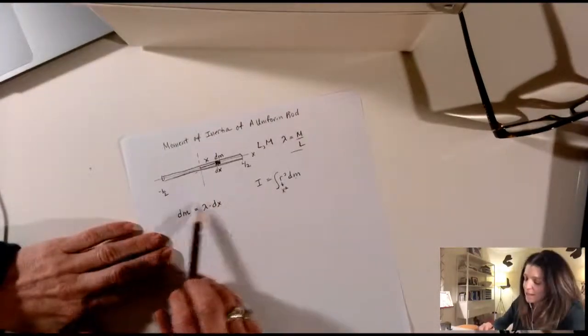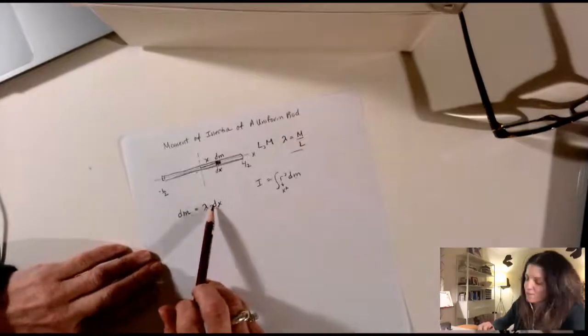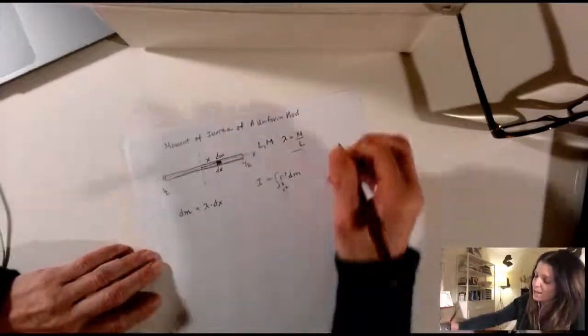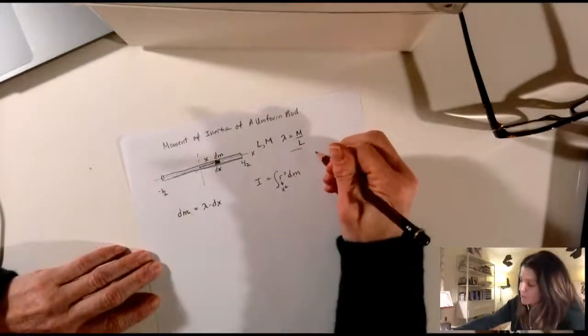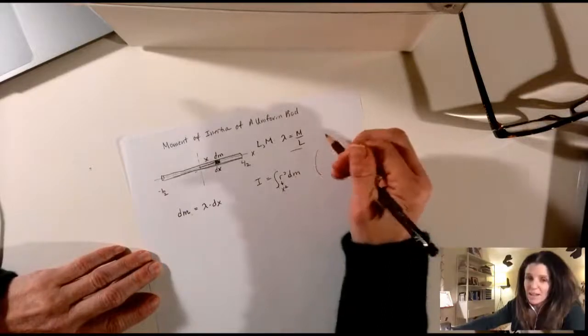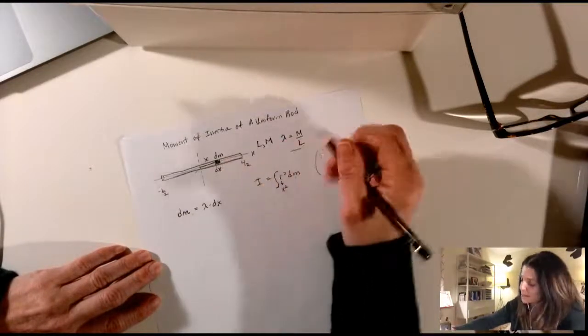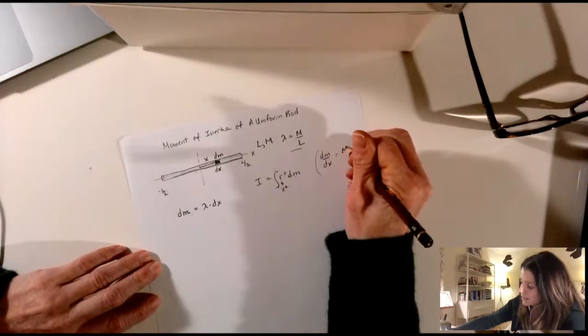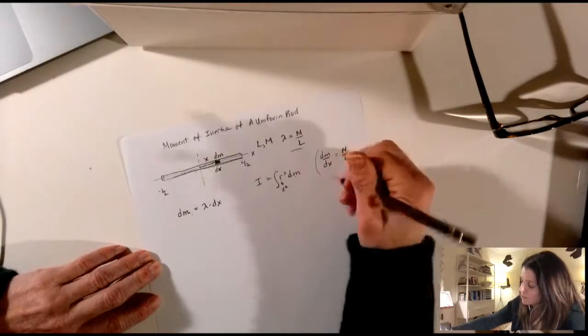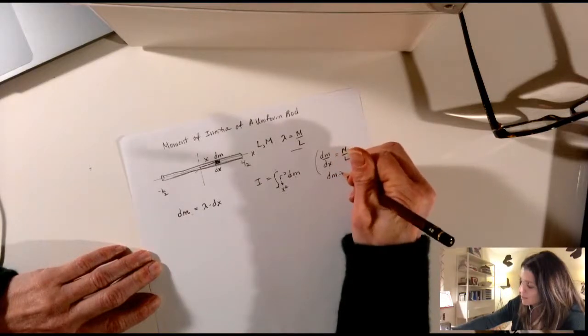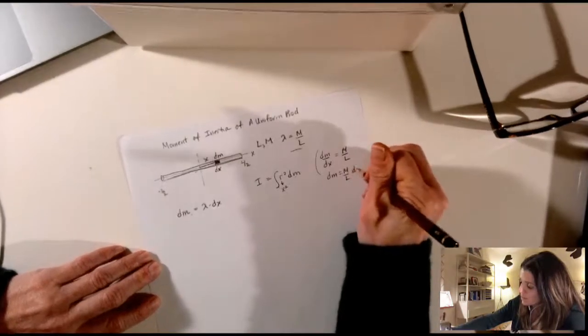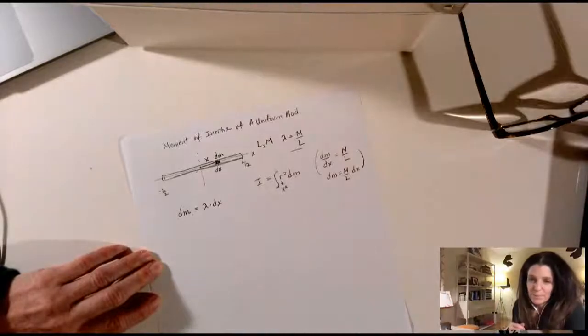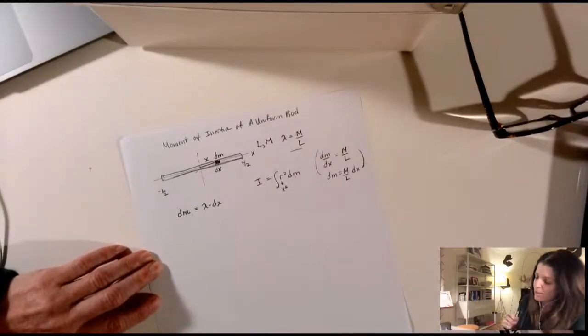If you find this a little confusing, sometimes people just do a little ratio, which I'll do up here as an aside. They'll say dm is to dx, since it's a uniform rod, as M is to L, and then you just multiply up and you get dm equals M over L dx. So you could do it that way too. Either way will work. You get the same thing.